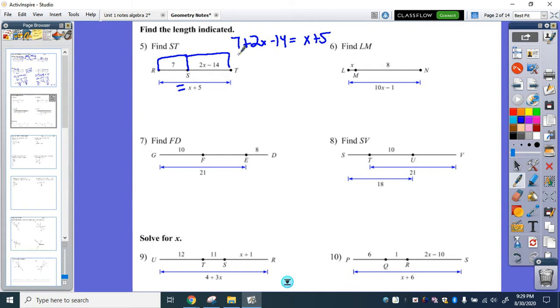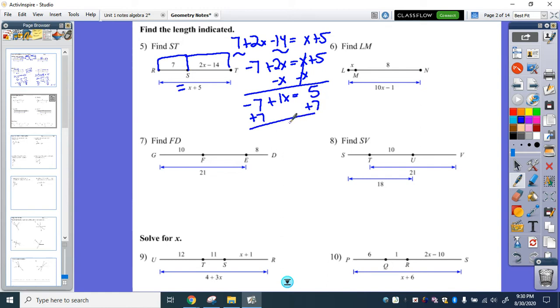Well, if I want to combine like terms here, the like terms are 7 and negative 14. Well, 7 minus 14 would be negative 7 plus 2x equals x plus 5. Now I have variables on both sides, so I want to subtract the smaller variable to get rid of it on the right. That will leave me negative 7 plus 2 minus 1 is 1x equals 5. Add the 7 to both sides. So we're left that x equals 12.